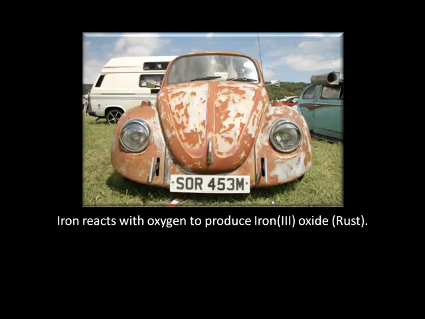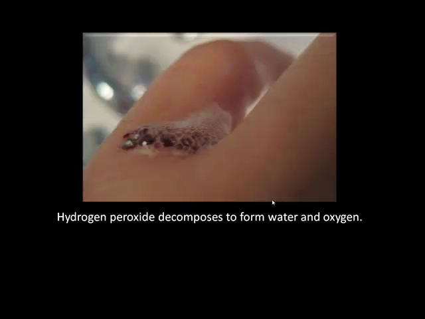In the rust formation reaction, the iron would be shown as its symbol, or Fe. Oxygen again as O2, and iron 3 oxide as its ionic formula, Fe2O3. Ha! Just when you thought you had seen the last of those darn naming problems. In the decomposition of hydrogen peroxide, we show H2O2, arrow, O2, and H2O.